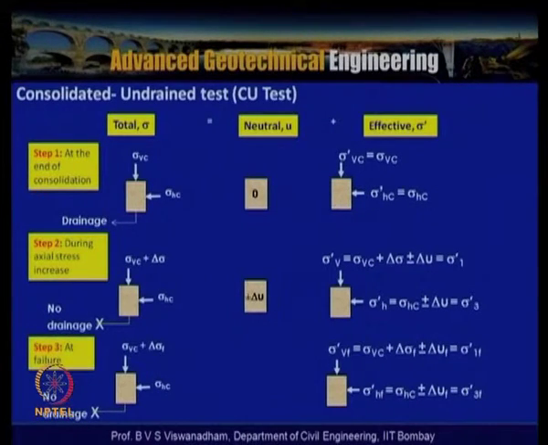So you can see that during the stress increase the drainage is closed here. Because the sample is not allowed to drain, there are changes in the pore water pressure, and at failure again no drainage. So at failure the pore water pressure changes are plus or minus delta uf. So sigma dash 1f is equal to sigma Vc plus delta sigma f plus or minus delta uf, and similarly in the horizontal direction sigma dash 3f is equal to sigma Hc plus or minus delta uf.